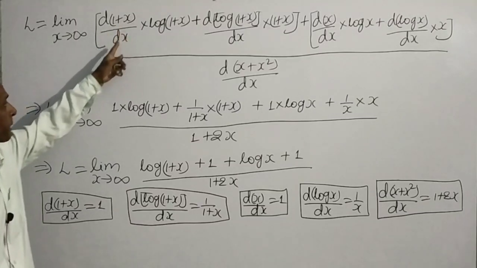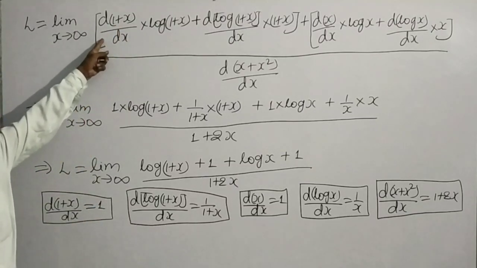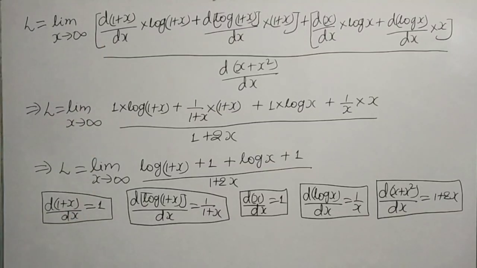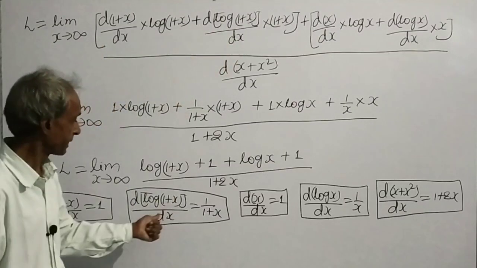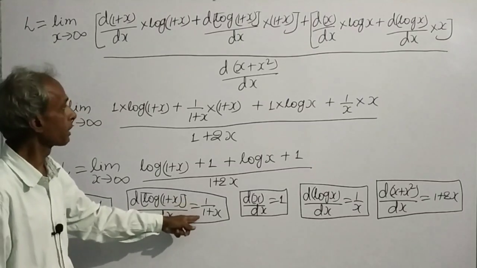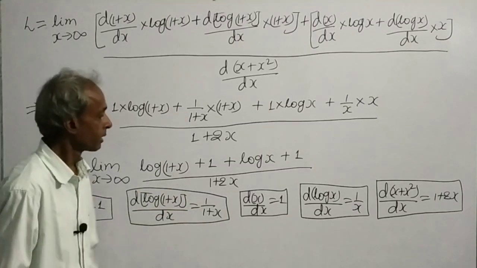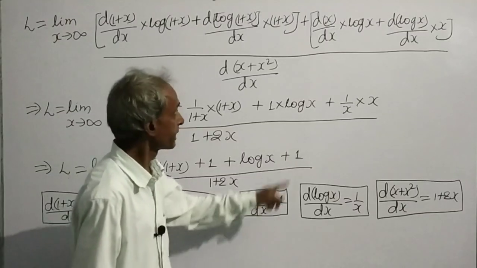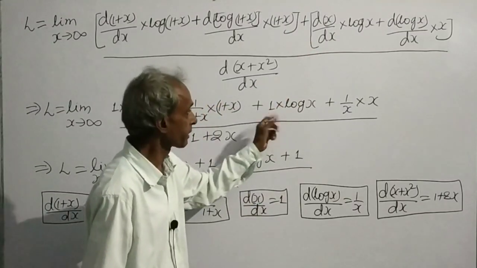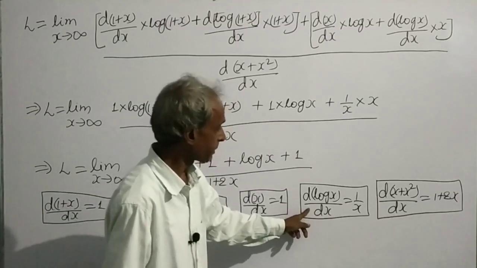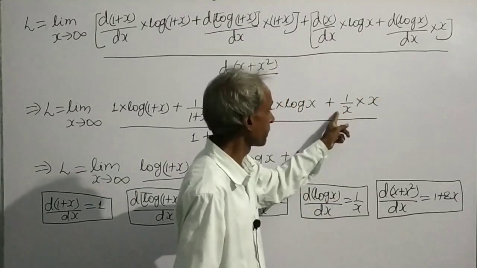Derivative of 1 plus x is 1. Therefore, in place of this, we write 1. Similarly, d log 1 plus x by dx is equal to 1 by 1 plus x. We write this. Dx by dx is equal to 1. We write 1 here. D log x by dx is 1 by x. Therefore, here we write 1 by x.